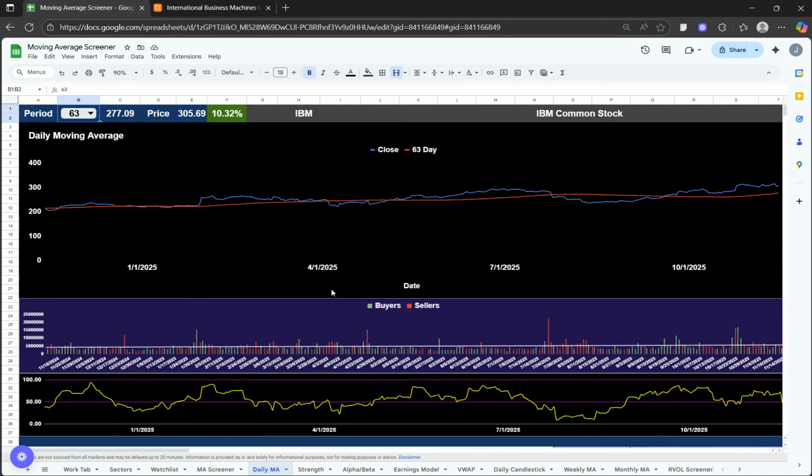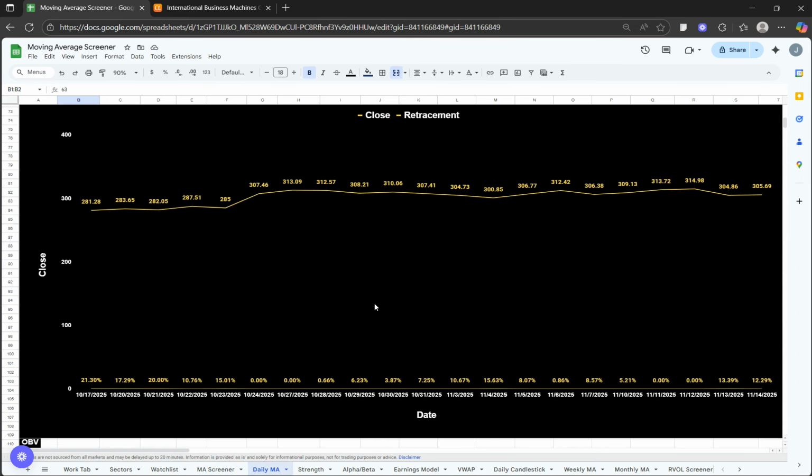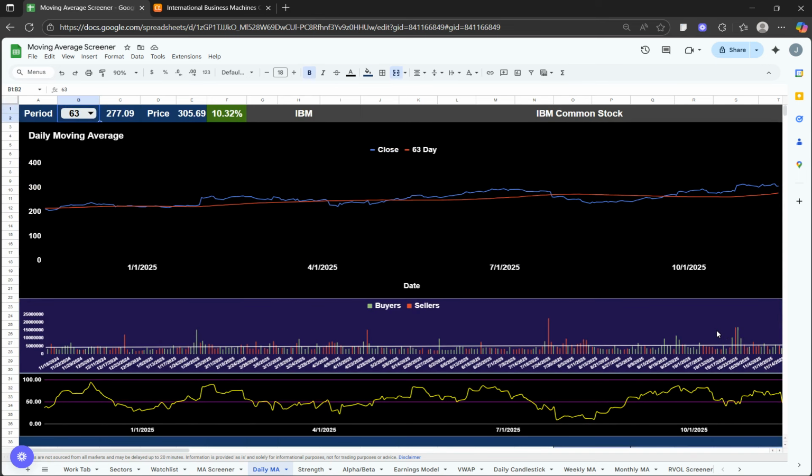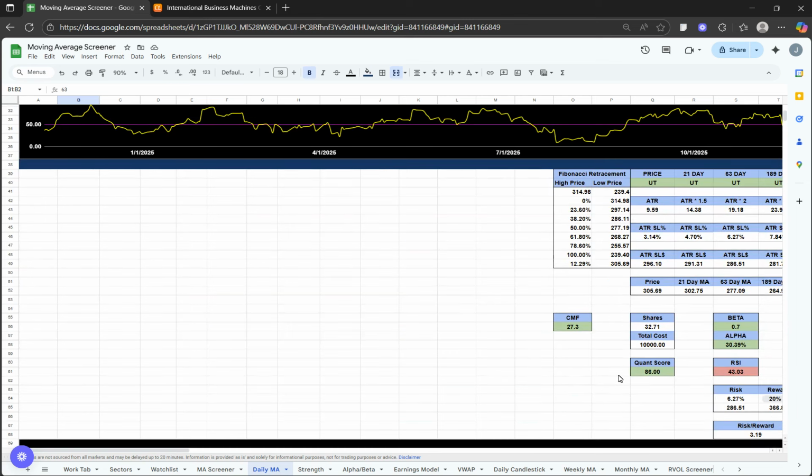If we go to the daily time frame, the 63-day on a Fibonacci retracement, we're only at 12%. We have to go all the way back to 10/17, the time we have furthest back for Fibonacci, and that's at 21%. That's the highest level. So the stock has been in a pretty strong recent uptrend, very recent. We have accumulation. We're at 0.7 beta, 31% of alpha on the market over 12 months.